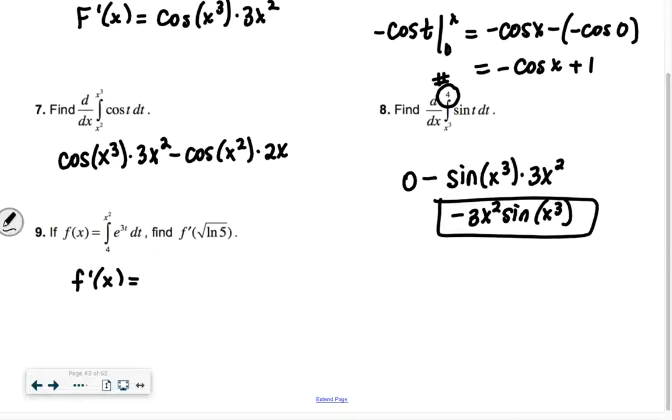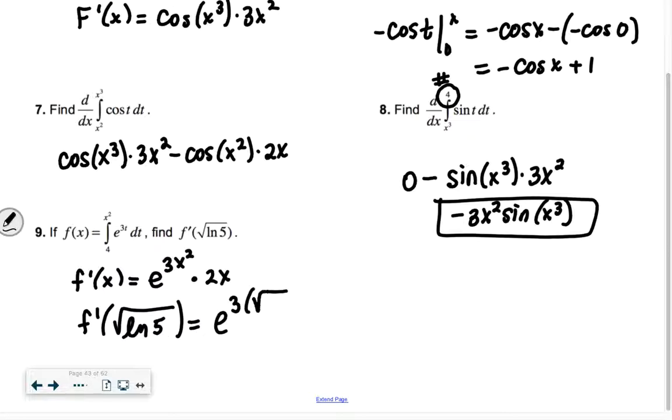Okay, so we do e to the 3x squared times what? What's the chain? 2x, right? Okay, so it's not 6x. A lot of people will put 6x because they're like, well, we plugged in x squared and got 3x squared. Right, it's always from here. And then we do f prime of the square root of natural log of 5. And that's where it gets a little bit messy because we have things like the square root of natural log of 5 squared, right, to square root of natural log of 5.